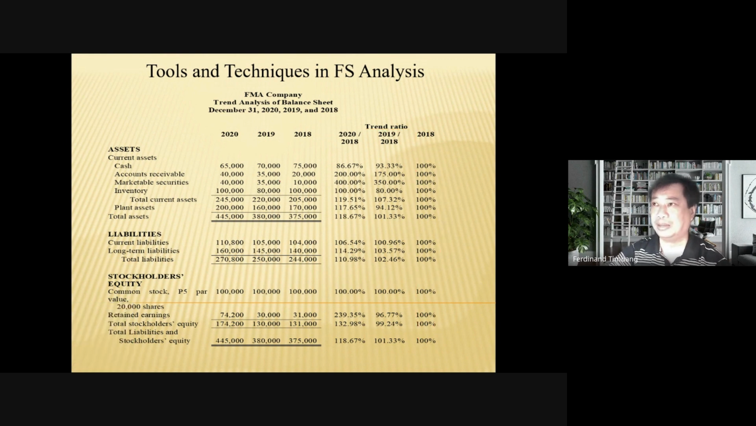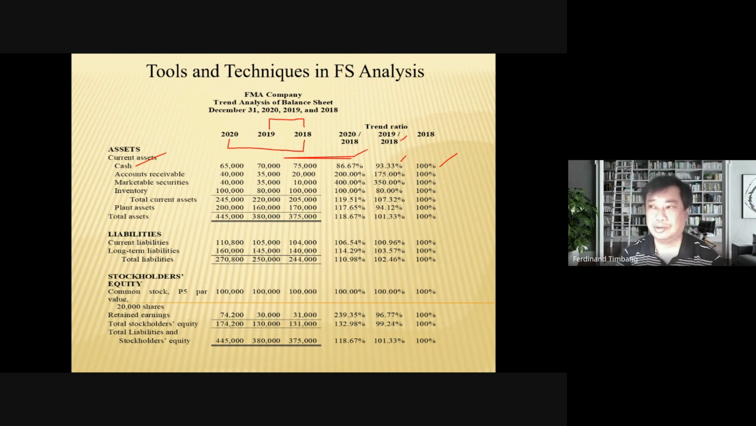And then we compare 2018 against 2019, no? Tapos 2020 against 2018. So makikita mo ngayon yung trend, kasi meron kang common denominator, which is 2018. So makikita natin ngayon, for example, for cash, meron tayong 100% in 2018. Tapos pagdating ng 2019, naging 93.33. Tapos 2020, naging 86.67%. So nakikita natin na ang trend, pababa yung cash.